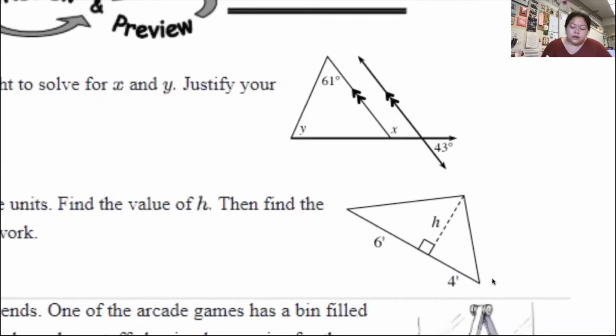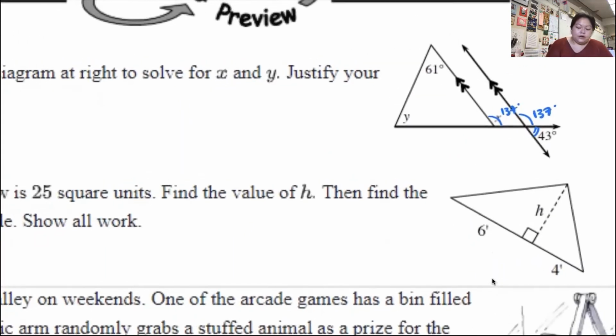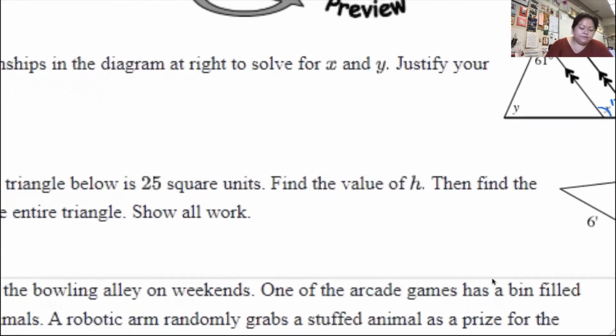All right. So what I see here is I see that the x and this angle are corresponding angles because I see the parallel lines and transversal, but I don't know what that angle is. What I do know is then this angle that I marked and 43 make a linear pair. So I actually need to first solve for that angle that's not being asked of me. So I take 180 minus 43. I get 137, and that makes this 137, hence x is also 137. Okay, so I can go ahead and say, all right, so x is 137.